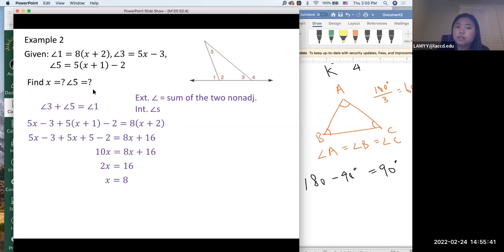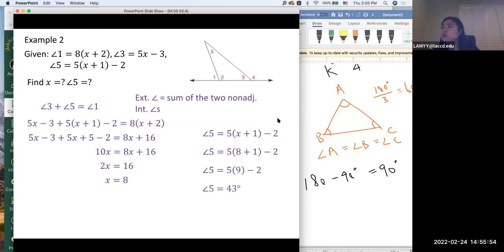And then you need to find the angle 5. Put it back, x equals the value in here. Make sure you find the angle 5. You should get 43 degrees. Make sure for your final answer, if this is a degree, keep the unit, okay? The degree is the unit.